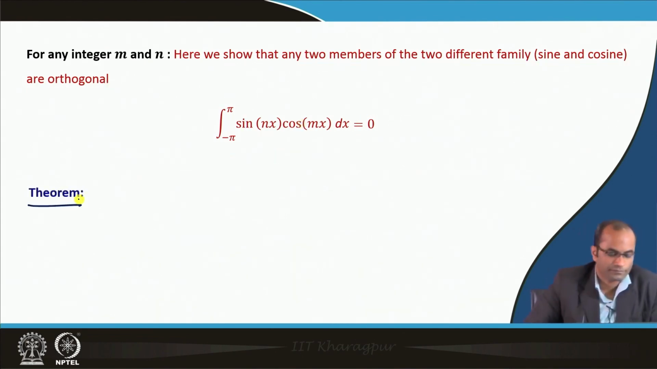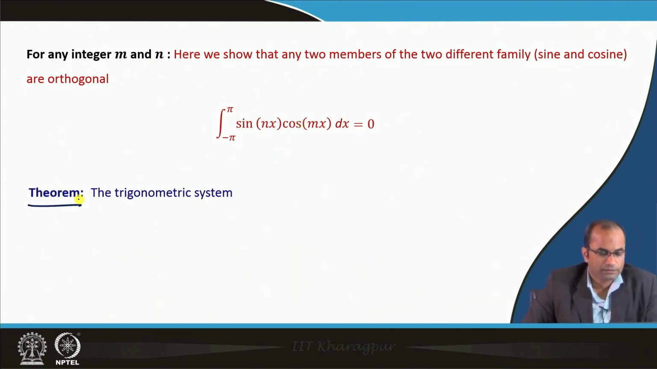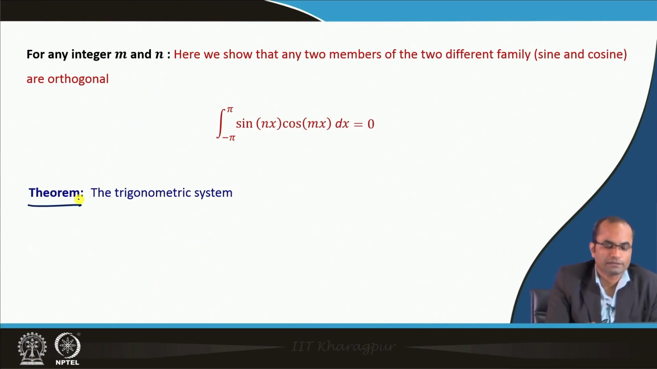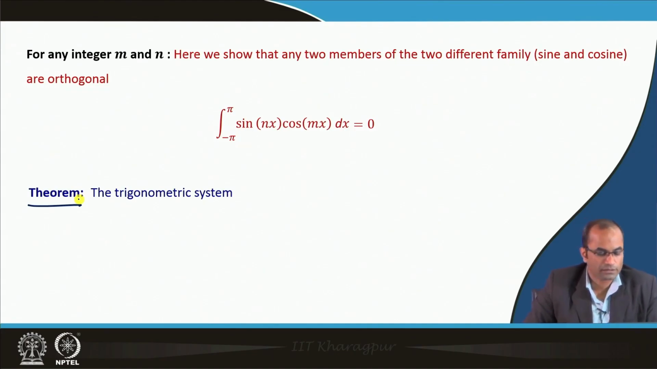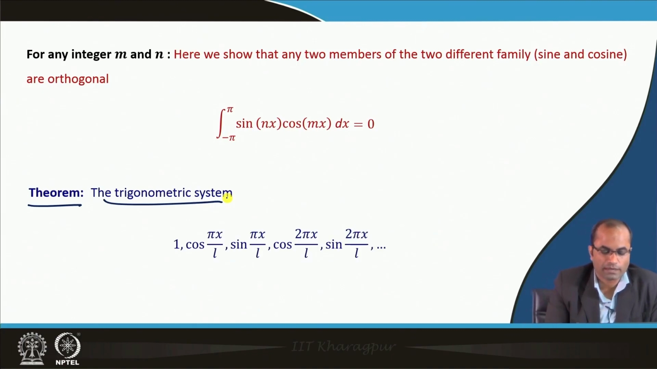So, the theorem. We have a more general result than what we have just proved. We took the fundamental trigonometric system where the period was 2 pi, but for a more general trigonometric system where the period is not 2 pi but 2 L, we can also prove a similar result. And now we have generalized the system.